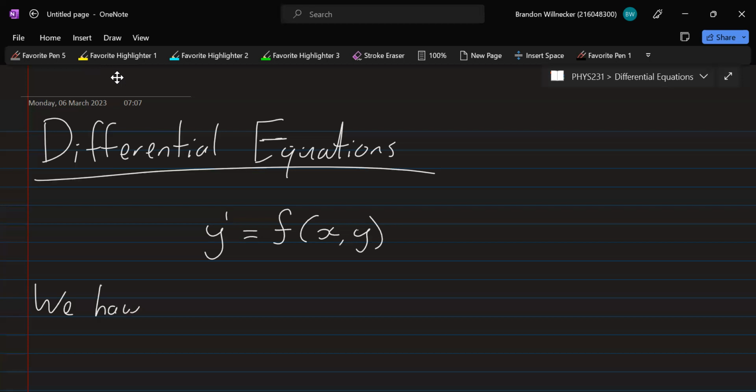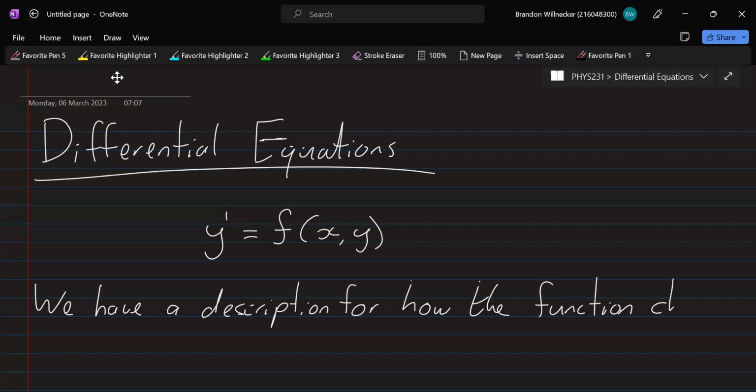So we have a description for how the function changes, and we would like to then determine what the function is.